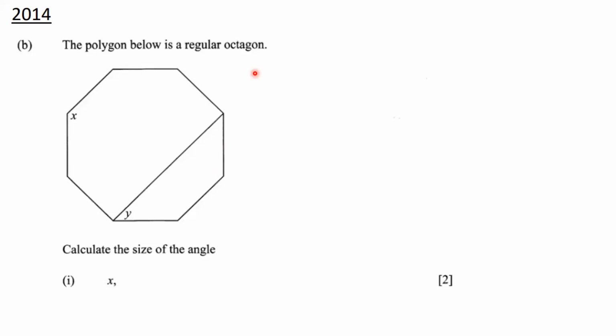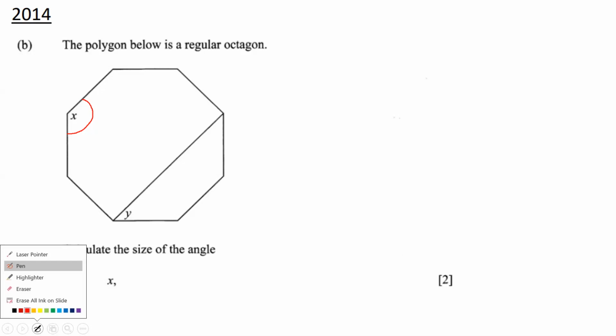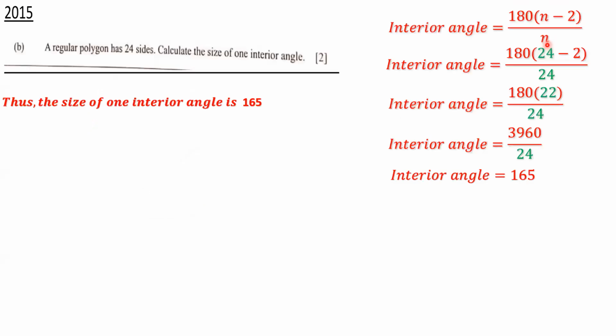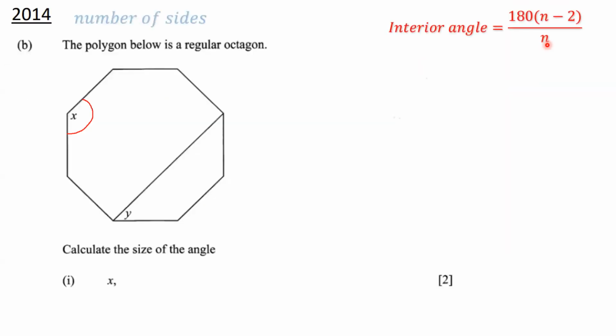And so here they want us to figure out what is the size of angle X. Now angle X is definitely the interior angle, and if we look carefully right here, angle X right here, that's the interior angle. And so what we need to do is figure out the value of that interior angle X. And here we're going to use our formula. The formula says that the interior angle of a regular polygon is going to be equal to 180 multiplied by n minus 2 all over n, where n is going to be equal to the number of sides.